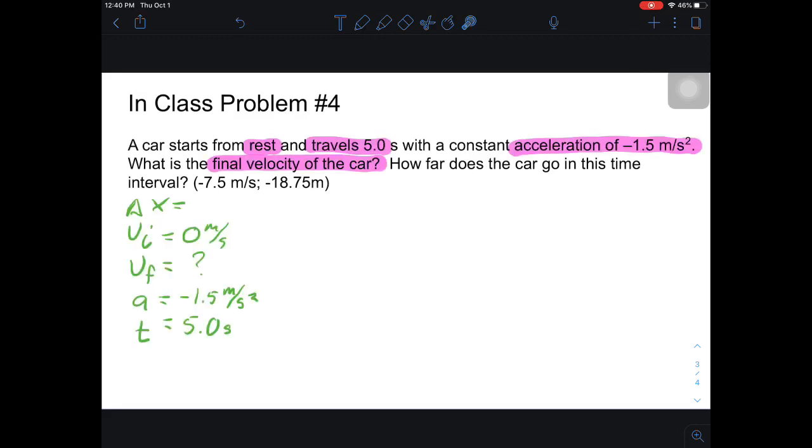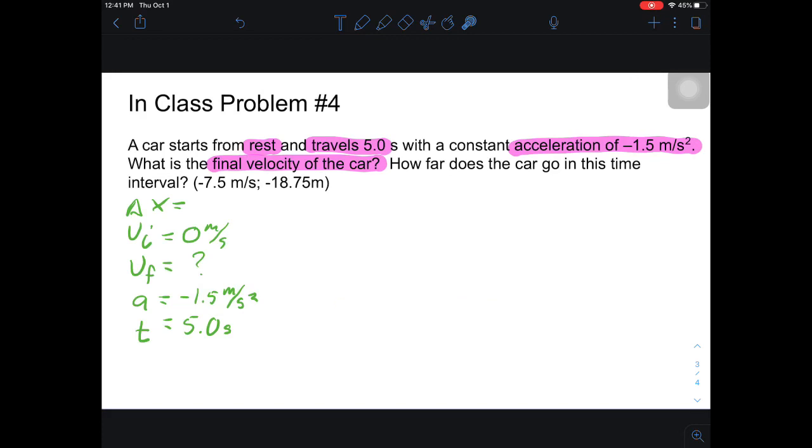All right, so hopefully you went through and have some of the things highlighted and circled that I have. The car starts from rest. That's an implied number. That gives us the initial velocity of 0. Travels for 5 seconds. That tells me time. Accelerates at negative 1.5 meters per second squared. Negative, don't forget the negative. The negative tells you the direction the object is moving in the negative direction.